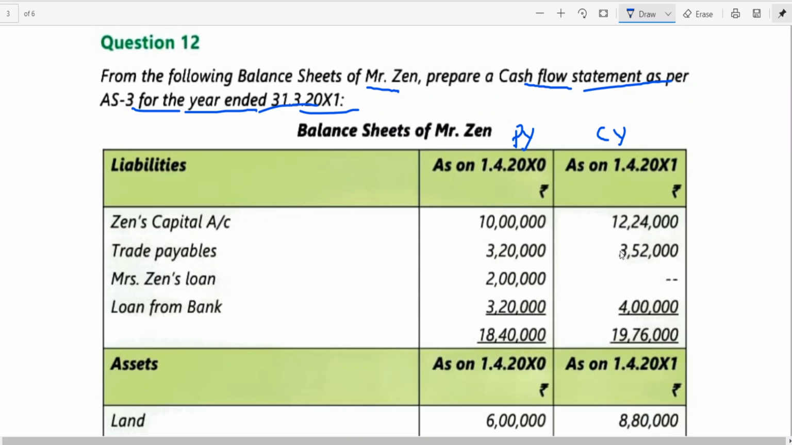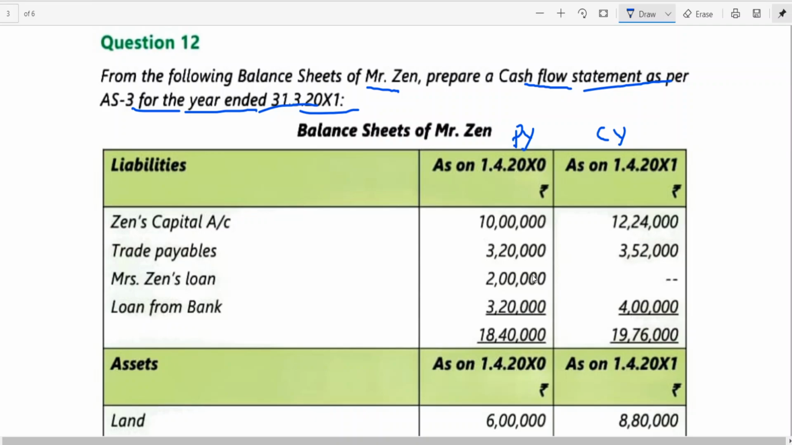I am telling you too early, without reading the problem. If it is indirect method, changes in working capital is important. So if that is the case, I think there is an increase in trade payable. If there is an increase in trade payable, what will happen, my dear friends? Cash flow will be, inflow will be there.